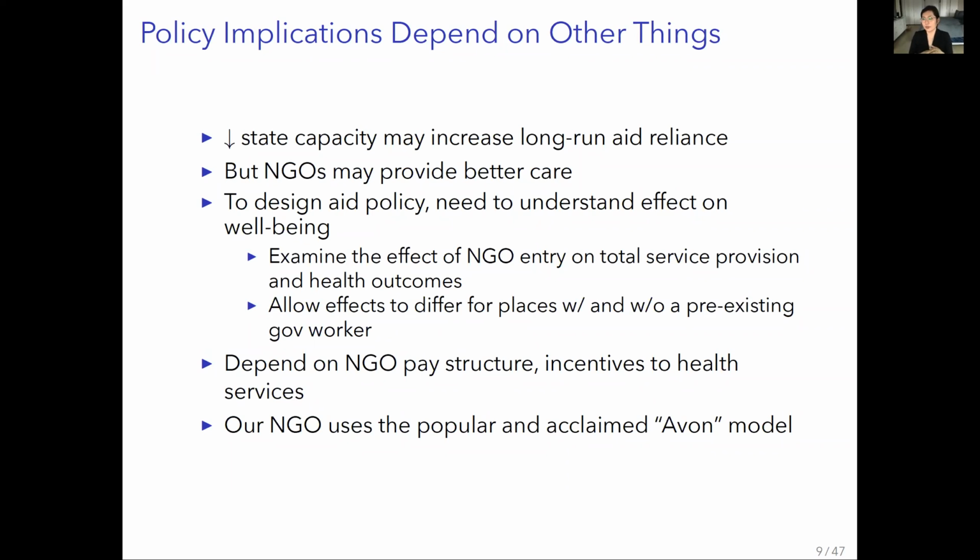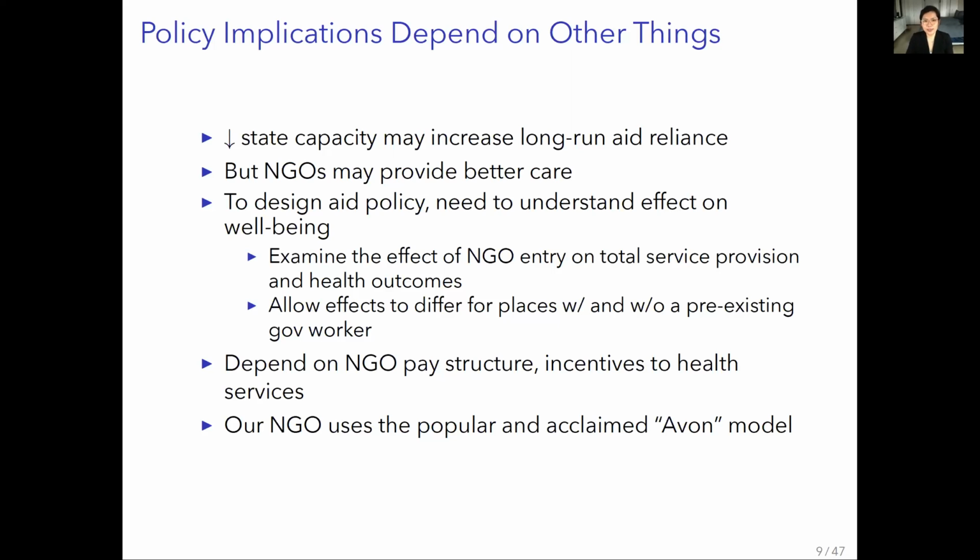So even though the government is trying to build up some infant infrastructure, we still have to consider the possibility that the NGO can provide better care and hence save more lives. So even though it's crowding out the government, and that could be bad in the long run, we have to take into consideration the benefits that it brings to the population in the short run for policy design. So what we're going to look at is the NGO entry on total service provision and health outcomes.